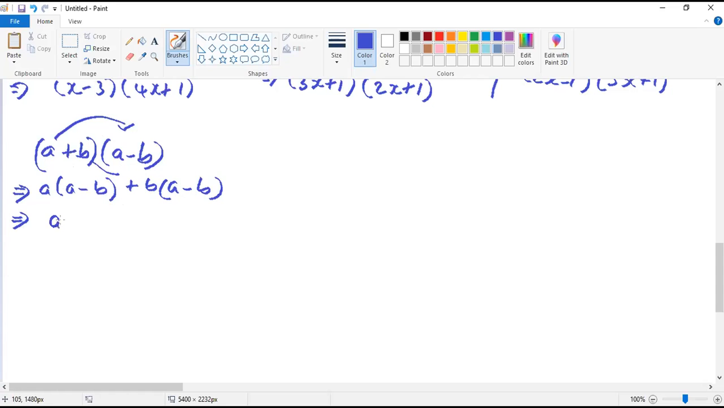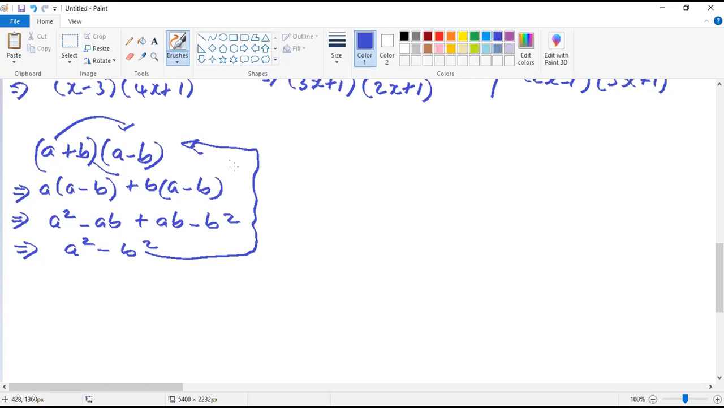And when we're through, we get a squared, ab. We can write this as ab as well, and then b squared. And the middle terms cancel each other out. So we have a squared minus b squared. And I told you guys that if you look at it in the opposite direction, if we wanted to factorize a squared minus b squared, the result would simply be (a plus b) times (a minus b).